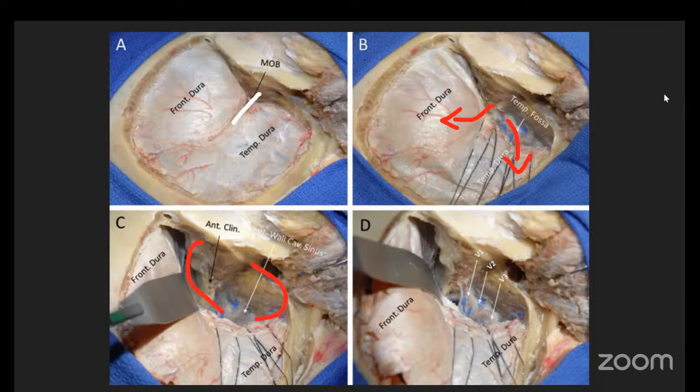Yes. So now, once we have done this, we clearly see the anterior clinoidal process here, which is right here. Let me mark it. This is the anterior clinoidal process. Once you drill this away, I'm going to show you the next image, which will show how the optic nerve and ICA would look. Just give me a minute.